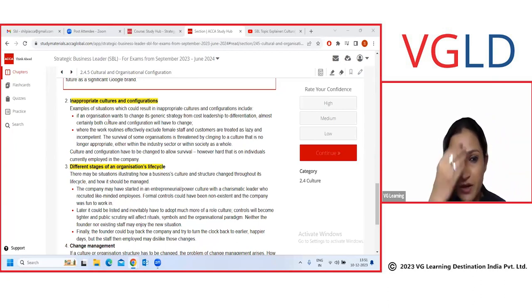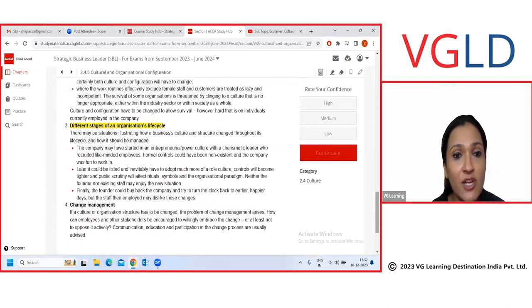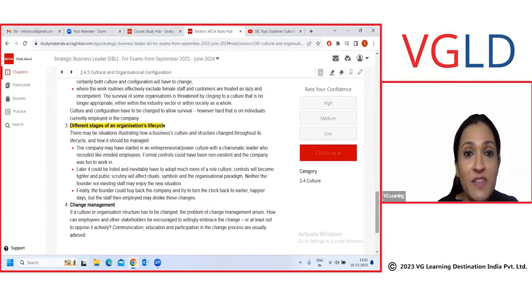A very good example given here is excluding female staff because you consider that they are the weaker gender, or the lazier gender, or lesser competent than their male counterparts, which is certainly inappropriate. And if you are able to identify something like this from the scenario given, immediately you should be able to identify that this is not the appropriate culture which this organization is fostering. Again, we have a look at the different stages of an organization's life cycle, which are going to change the dynamics of the organization. Why? Because under each of these stages, the organization's life cycle is going to vary.